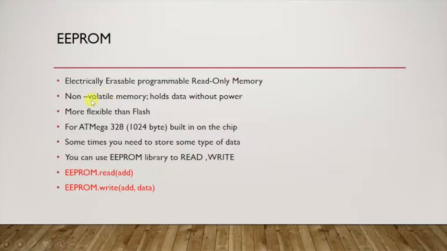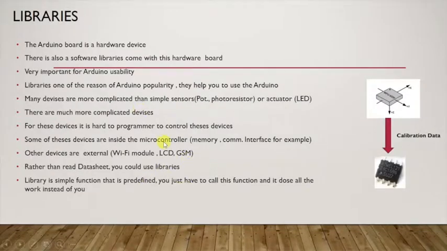The EEPROM is a non-volatile memory, electrically erasable programmable read-only memory. For the Atmega 328, we have 1024 bytes built in on the chip. So you use it when you want to save some data and you want it to still be there when the power is off. It's not only the memory or the devices inside the microcontroller.